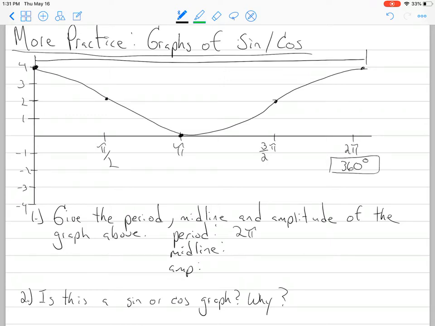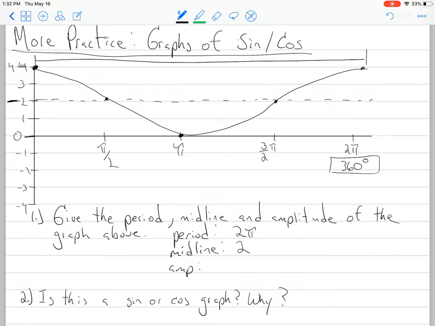All right? My midline. Well, where is the middle of this graph? So I see that this graph goes from 0 to 4. So the midline must be right here at 2. So it's like we have a midline at 2. And you see this is where we see half above and half below the midline, okay? So my midline would be right at 2.